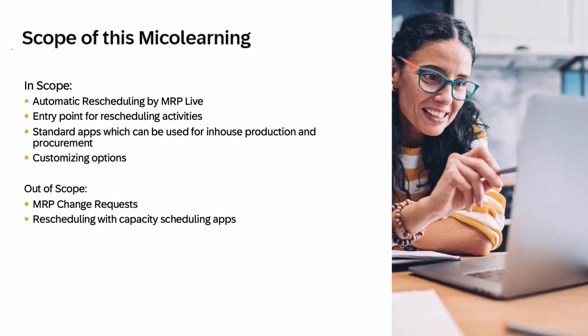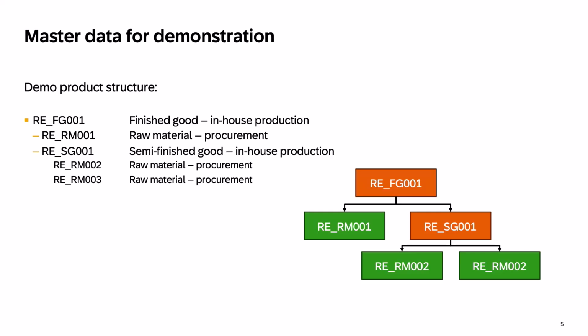Now that we have introduced the concept of rescheduling, let's take a closer look at the scope of this microlearning. We will explore automatic rescheduling triggered by MRP Live. You will learn about the entry points of rescheduling activities. We will cover the standard Fiori apps used for both in-house production and procurement. And we will touch on the available customizing options to tailor the process to your needs. However, this session does not cover MRP change requests or rescheduling using capacity scheduling apps. With that in mind, let's move forward and explore how these tools work in practice.